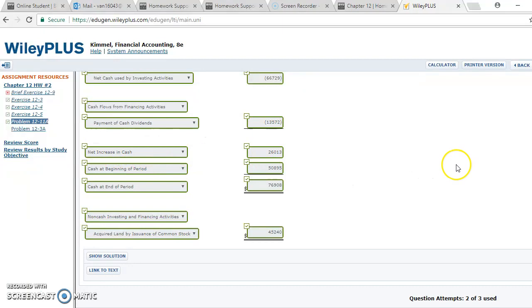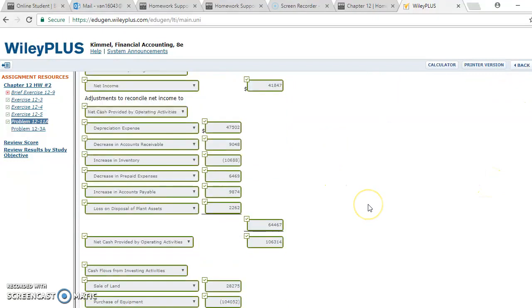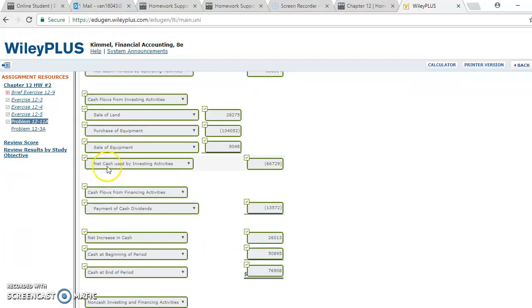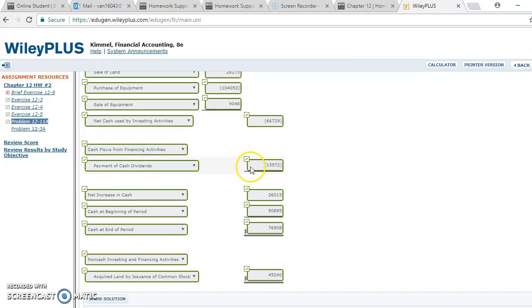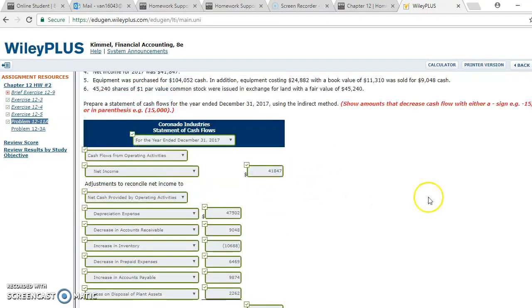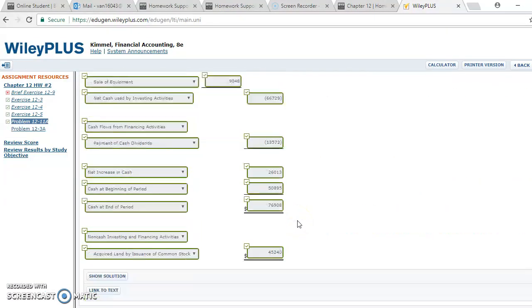So we're going to get a net increase in cash by summing up all of our values over here. So we have net cash provided by operating activities minus net cash used by investing activities minus our payment of dividends. That's going to get us our net increase of cash of $26,013. The next two values we're going to need, the cash at the beginning of the period and the cash at the end of the period, again are provided up here. So beginning is 2016, end of the period is 2017.